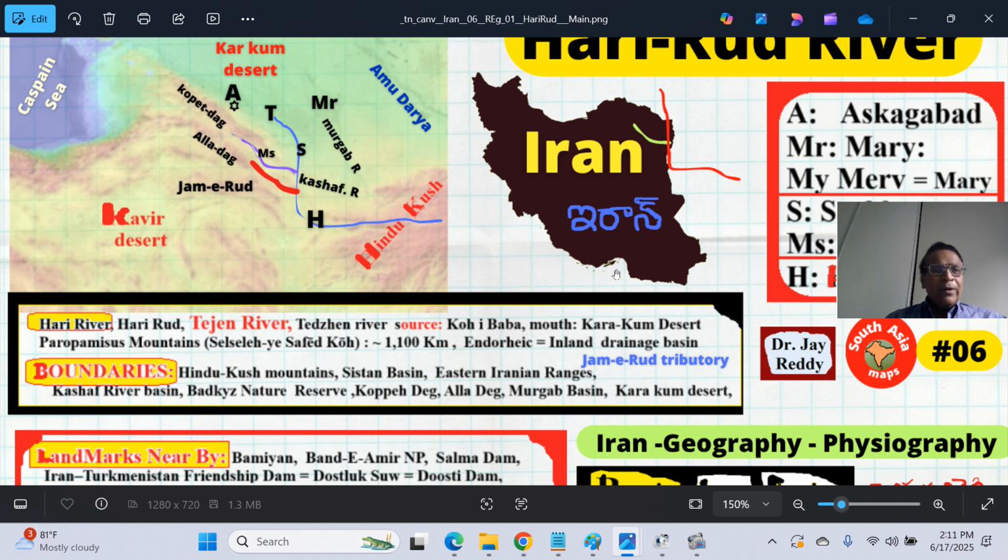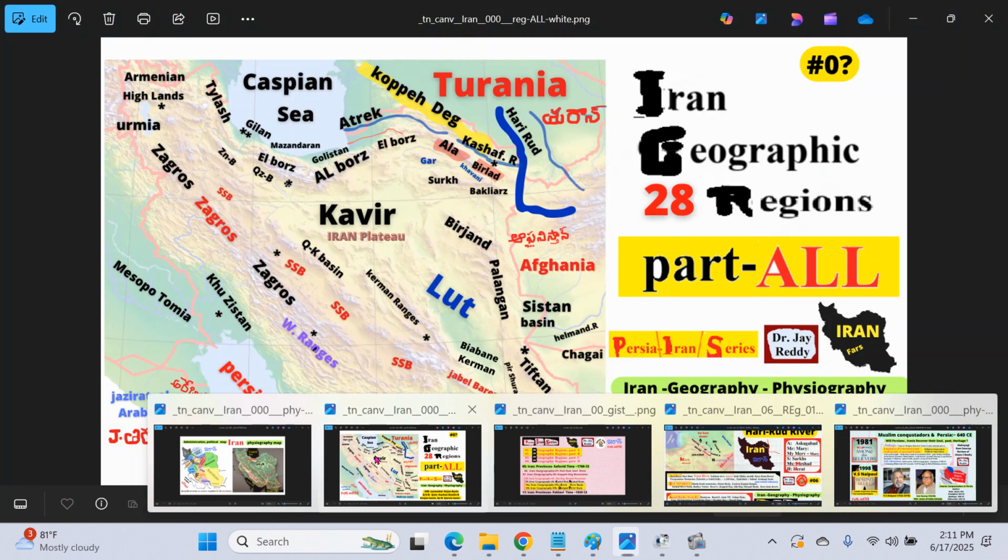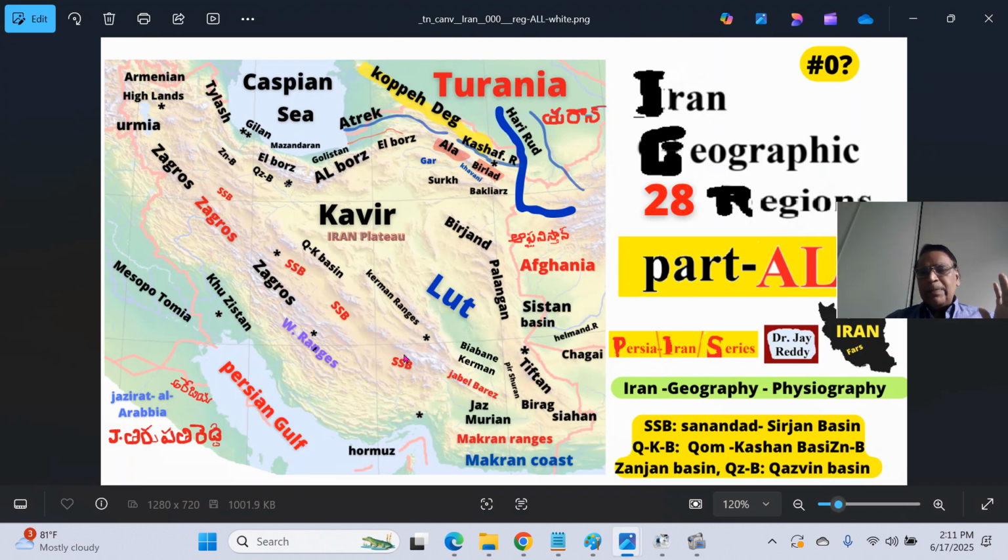And what are the boundaries? If you look over the previous map and keep it in mind, you can very easily discern this is the Harirud River or Hari River we are talking about. These surrounding lands, the places we are talking about, Harirud River, what are the borders?